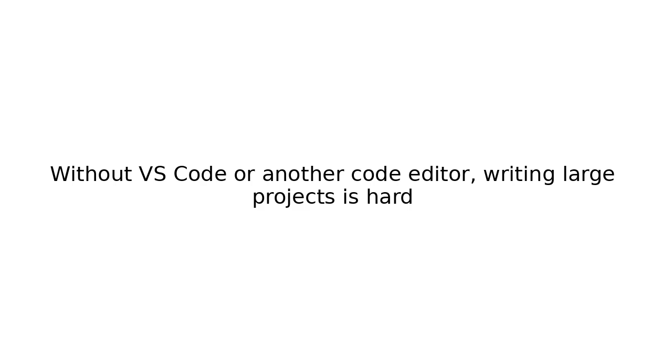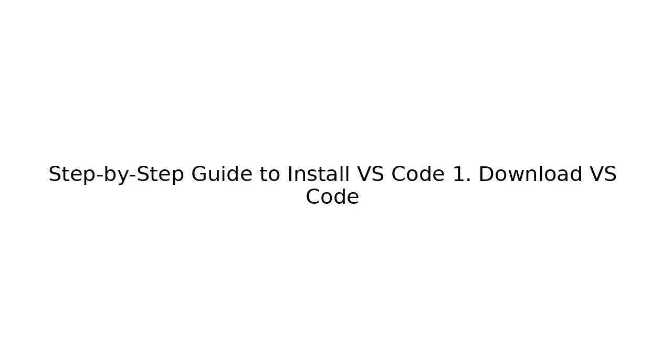Step-by-step guide to install VS Code. 1. Download VS Code. Go to the official website, https://code.visualstudio.com/. Click Download and select your operating system, Windows, Mac, or Linux.